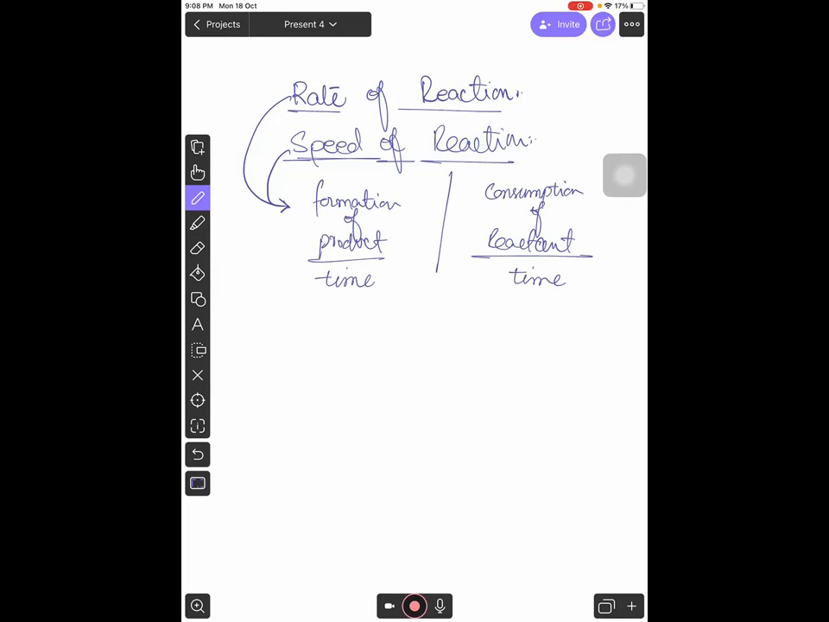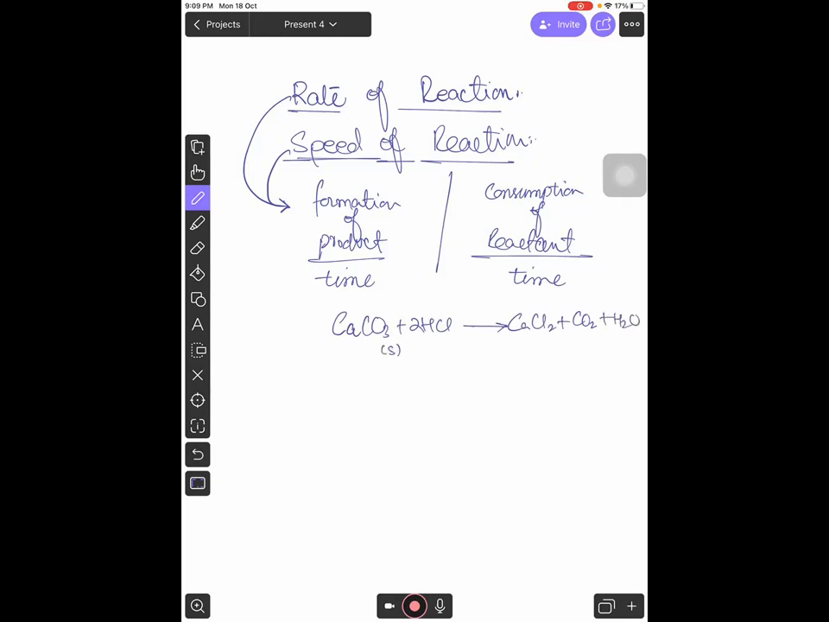We can find the speed of formation of products, or the speed of consumption of reactants. Now, for example, this is the very basic equation which is used in this chapter. You will see this equation used multiple times in this chapter, so you need to remember it. It's a very important one.